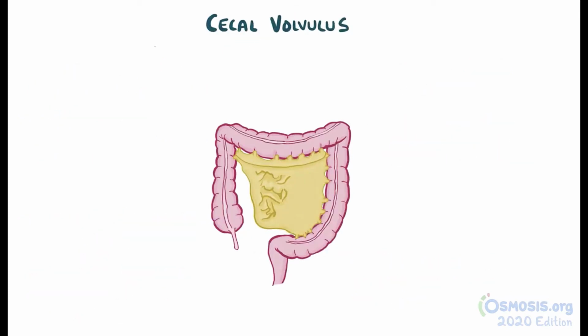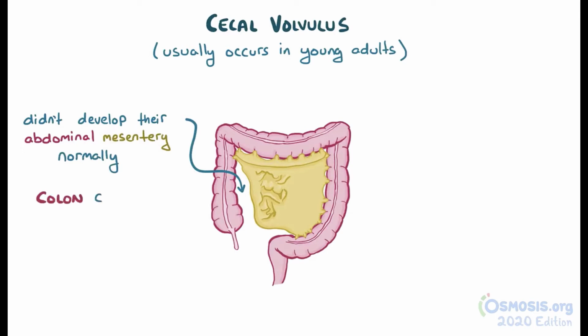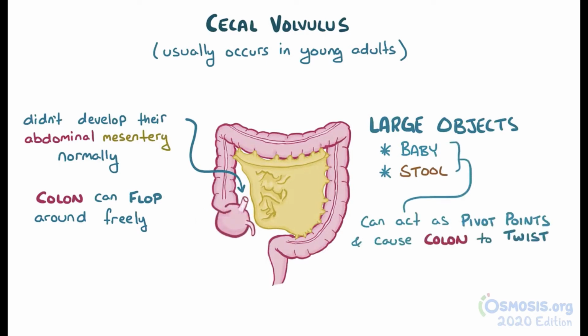A cecal volvulus is usually found in young adults, and usually happens in individuals who didn't develop their abdominal mesentery normally during fetal development. Since some mesentery contacts might be missing in these individuals, the colon can flop around freely, and any large object, like a baby in pregnancy or a load of stool in someone that's constipated, can act as a pivot point in the cecum and cause the colon to twist.